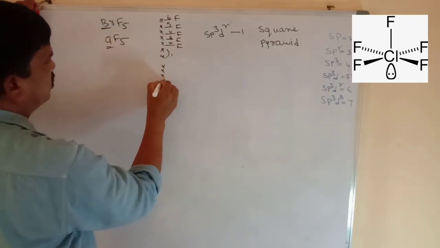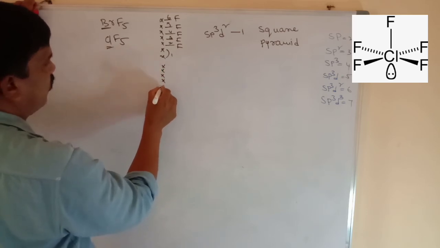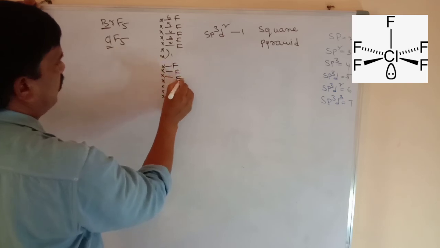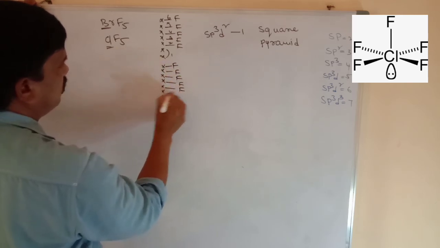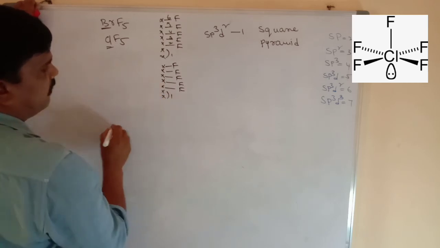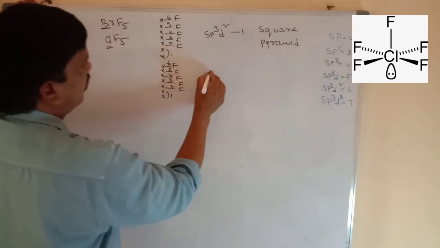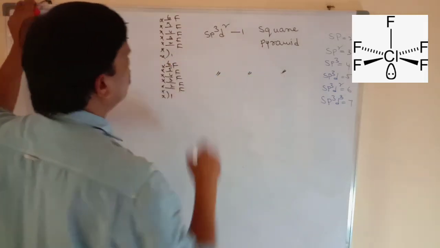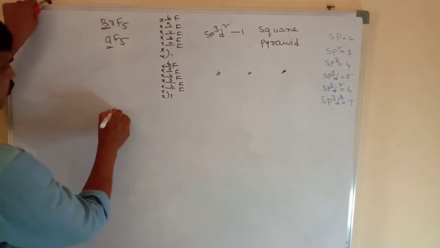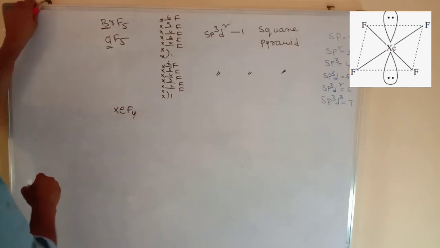ClF5 is also the same. In ClF5, chlorine is the central atom and belongs to the 7th group: 1, 2, 3, 4, 5, 6, 7. There are 5 fluorines. For pairing the remaining dots, I give 1, then the remaining 1, 2, 3, 4, 5, 6. Again sp3d2, 1 lone pair, square pyramid.